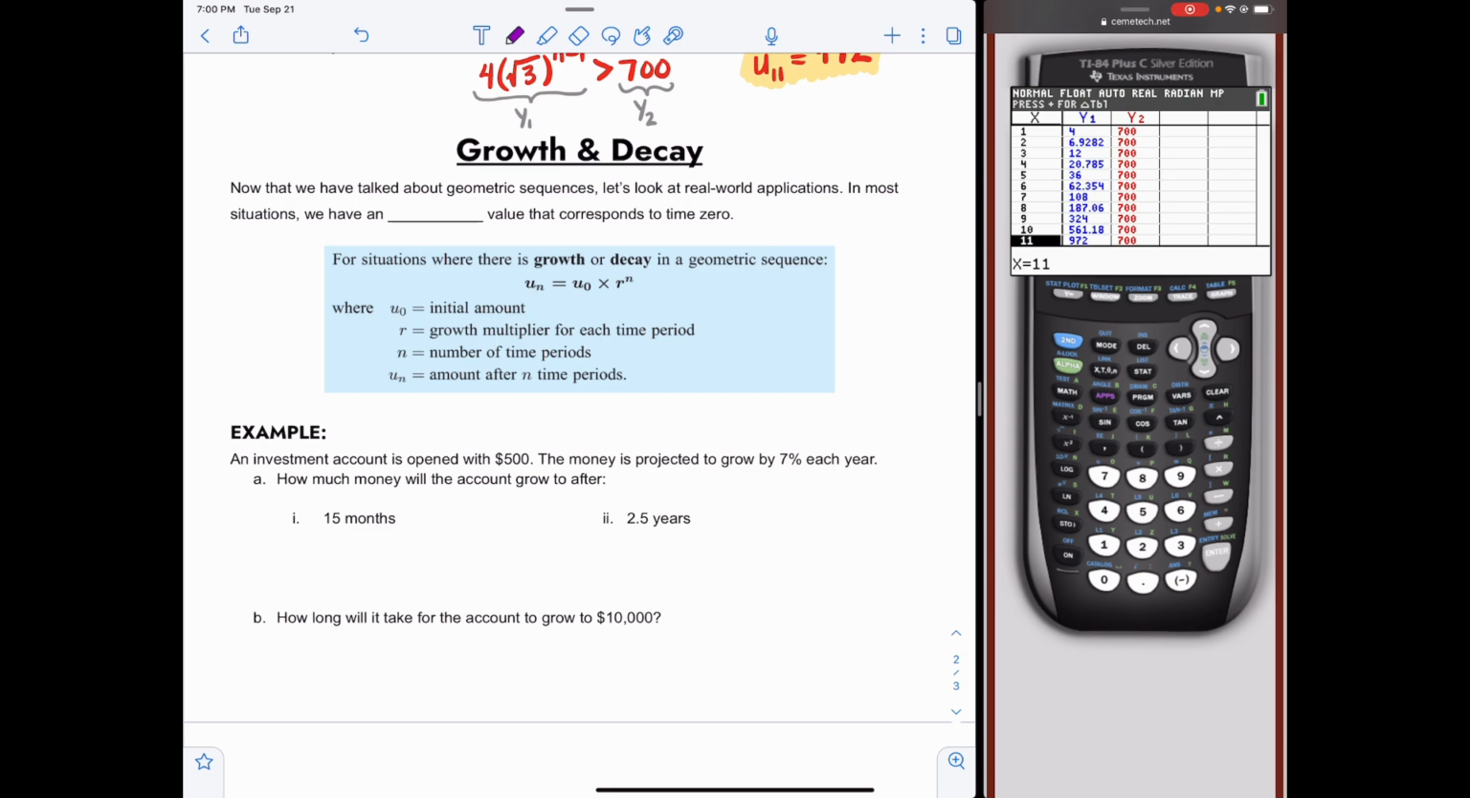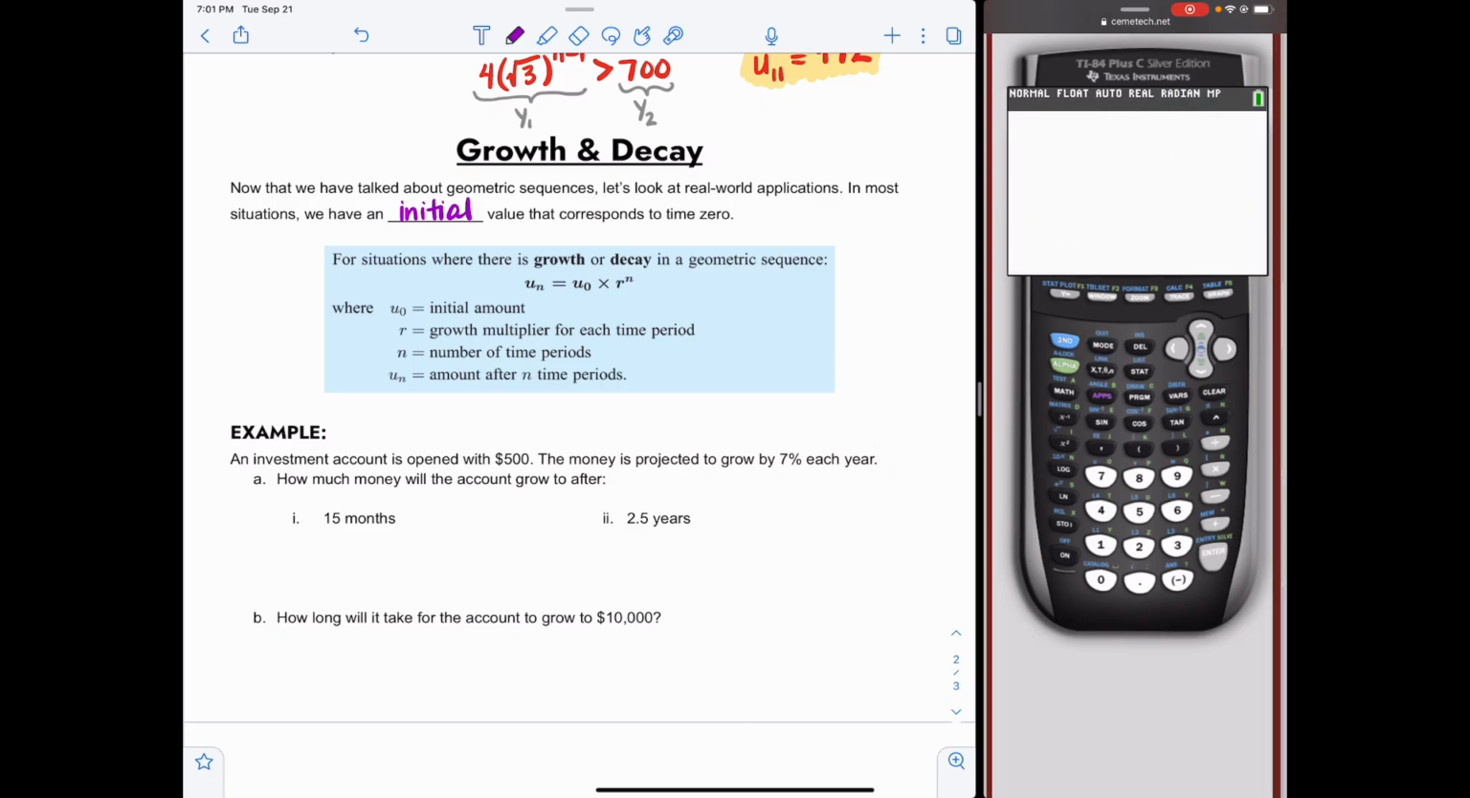So now that we have talked about geometric sequences, let's look at real world applications. In most situations, we are going to have an initial value, which is your value when time is equal to 0. So we're going to look at growth and decay.